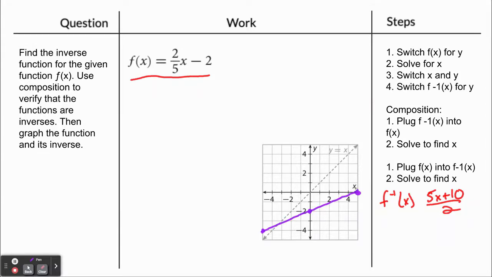Now remember, with an inverse function, the points are all just flipped over this line y equals x. So instead of actually plugging in some points, which we could do, we could make a t-chart, x values, y values, and plug in points. We can also just flip it over this line here and have a couple points that make it nice and easy, like this one here, and it looks like this one here. So our inverse function should look like that.